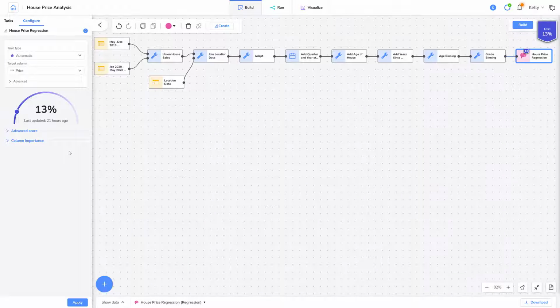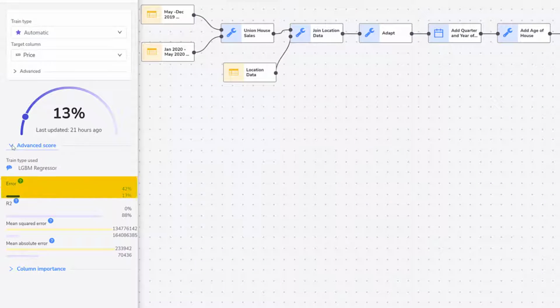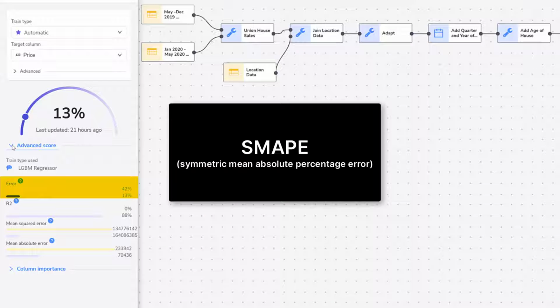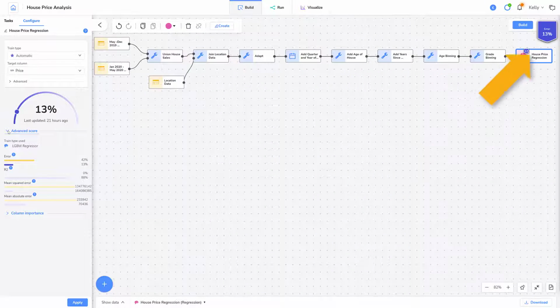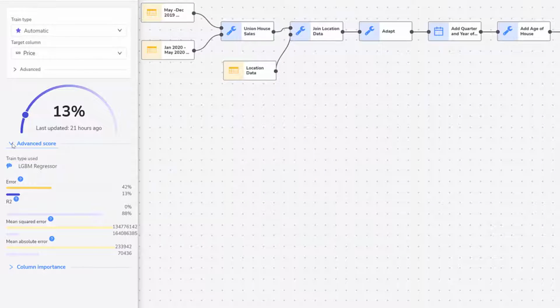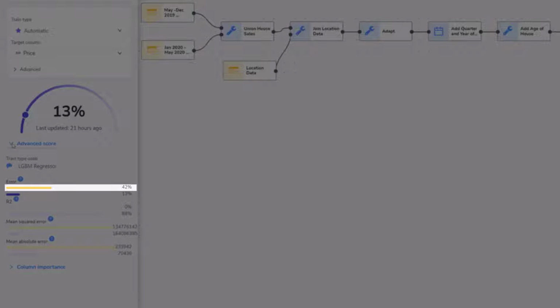In this demonstration, I'll examine the scores produced in a regression analysis. With my regression tool selected, I'll expand the advanced score section. Let's look at the error score. In data science, this score is referred to as a symmetric mean absolute percentage error, or SMAPE. You can see this score in the badge at the top right of the page, and it's also the large score located in the configure pane. In the advanced score section, you can compare this score to a baseline score. Baseline score is the yellow bar, and the model score is purple.